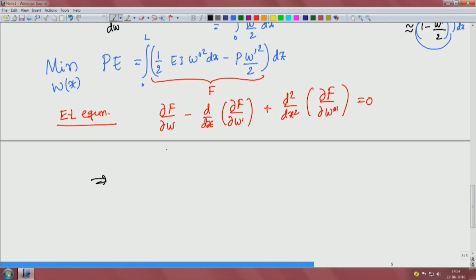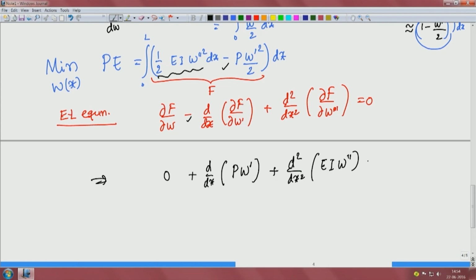The first one anyway, that is 0 because there is no w in here, w prime is there. So, minus w prime is there, that becomes minus of minus plus, dou f by dou w prime, d by dx of dou f by dou w prime will become P. That is why minus of minus I already took care of that minus, and this minus becomes plus P into w prime, 2 and w prime square they cancel. So, that is what I get, and then plus d square by dx square into E I w double prime, that is what I get when I take derivative of that with respect to w double prime, equal to 0.